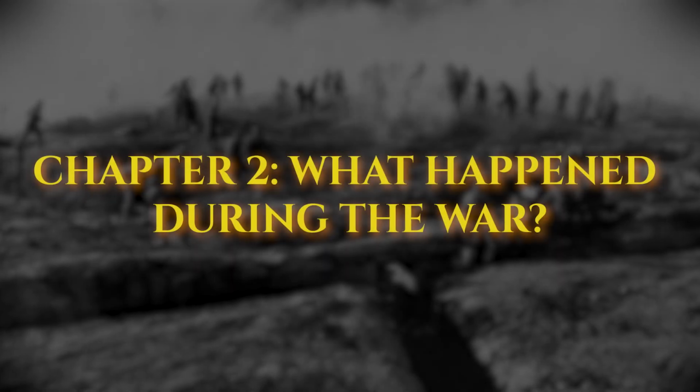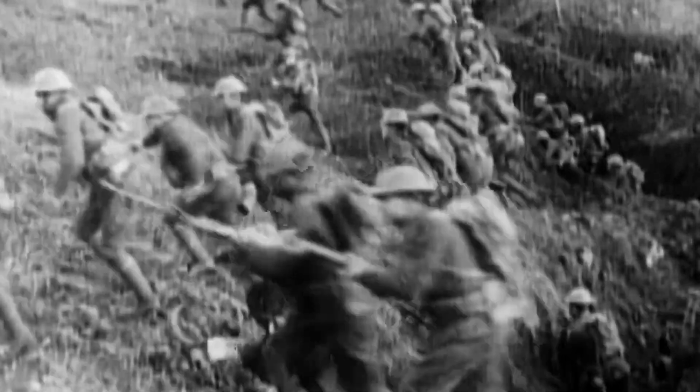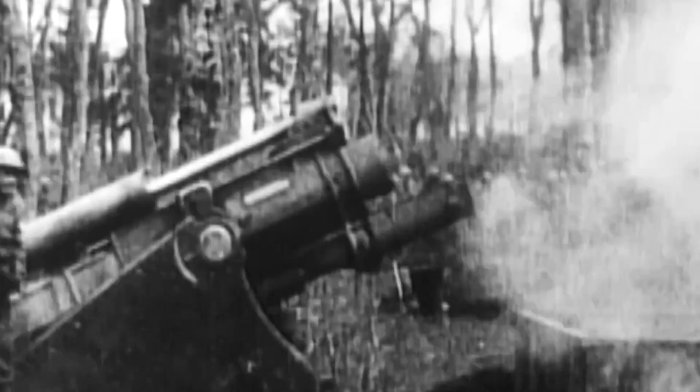Chapter 2. What happened during the war? Once the war began in 1914, it quickly escalated into a global conflict, engulfing soldiers from Europe, Asia, Africa, and beyond. The brutality of the war shocked the world, with new technology making the battlefield deadlier than ever before.